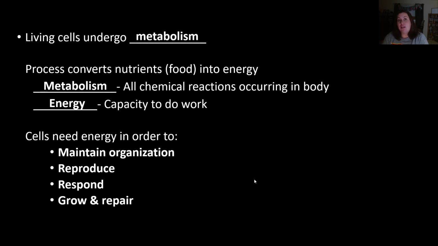Now, cells need this energy to do work because they need to maintain their organization, as that takes a lot of energy. Think about a backpack or a bag you have and you had it all organized. It took you a long time probably to organize it, a lot of work. Did it take very long for it to get disorganized? Probably not. It takes lots of energy to keep organization constant. Another one is that energy is needed for reproduction, also to respond, and to grow and repair.